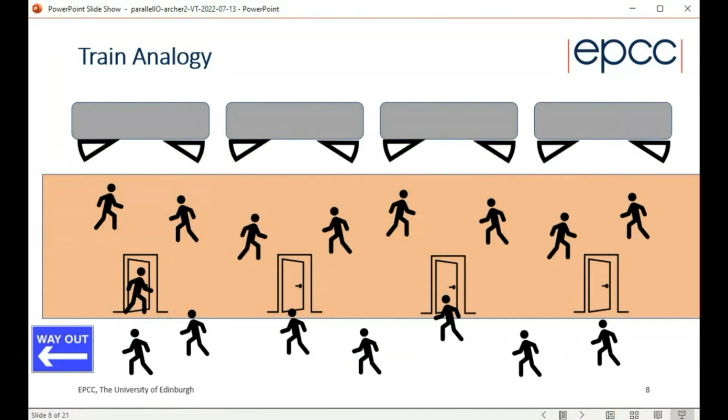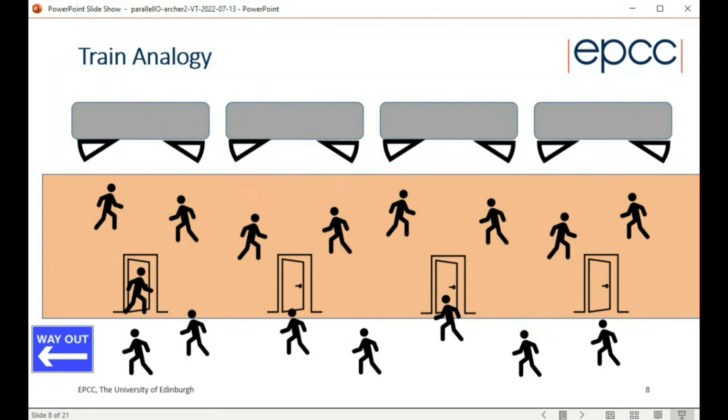And clearly, what the bottleneck is going to be depends on the relative speed at which people can exit these doors versus the speed at which they can exit these doors. How many doors do you need to have open on the train to saturate a single exit door here? And also, people are milling around on the concourse and possibly traveling between carriages. So there's going to be congestion. You don't want to overload the thing. But that is my mental model of parallel I/O. People leaving an underground train, multiple carriages, each with multiple doors, heading to multiple exits from the platform.